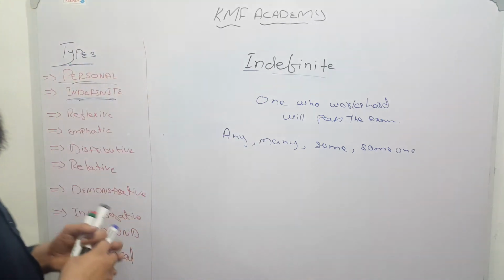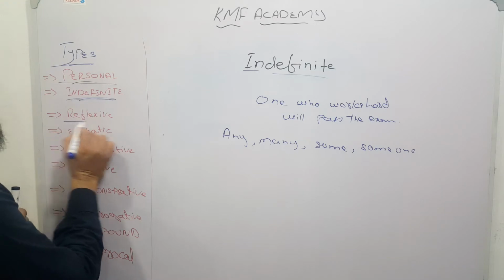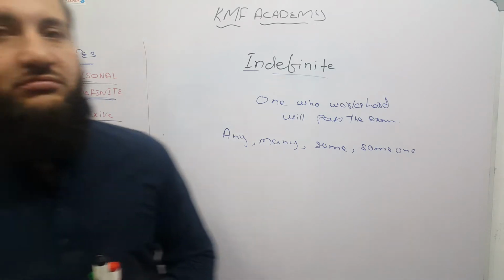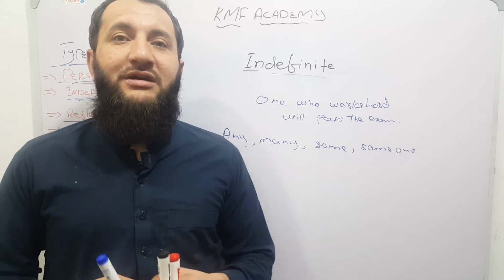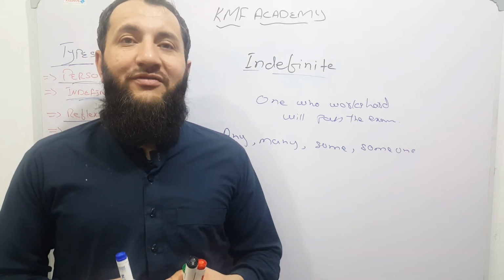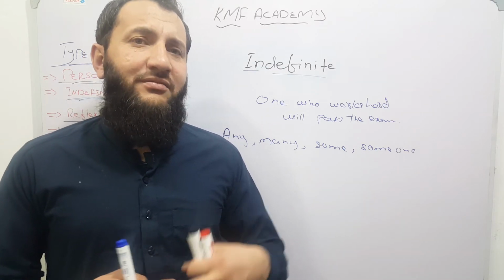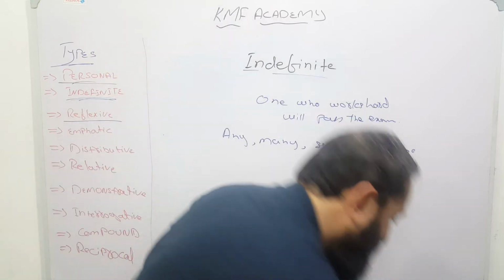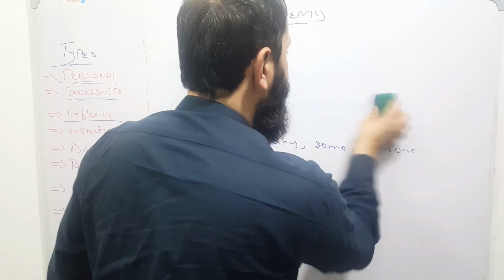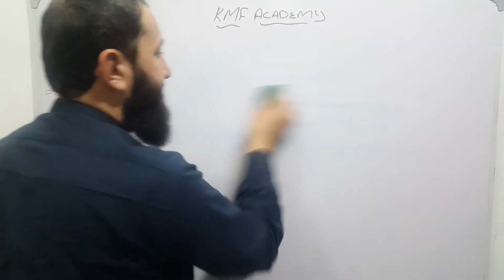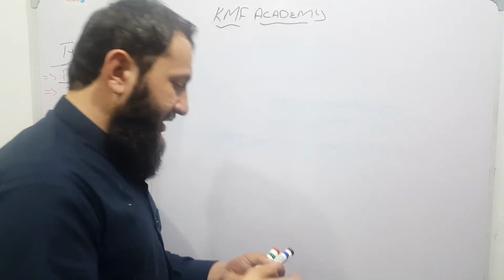The third kind of pronoun is the reflexive. Now, reflexive, what does this mean? Reflex: re means again. What does flex mean? Yeah, you are getting it right. Reflexive means where the action comes back. What does this mean? Where the action returns. Re means again.